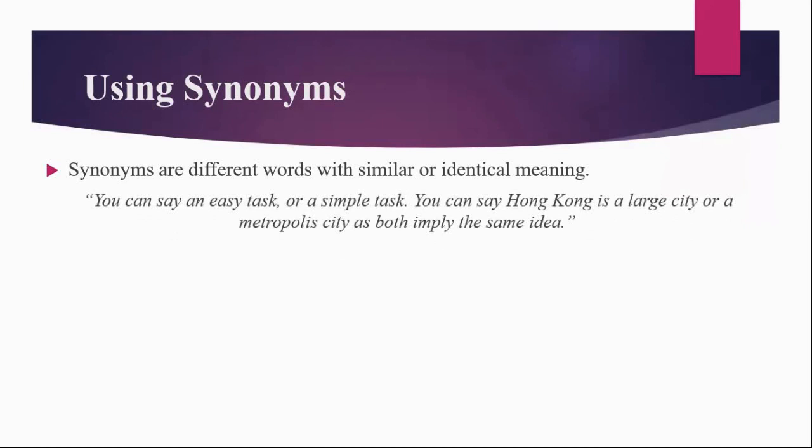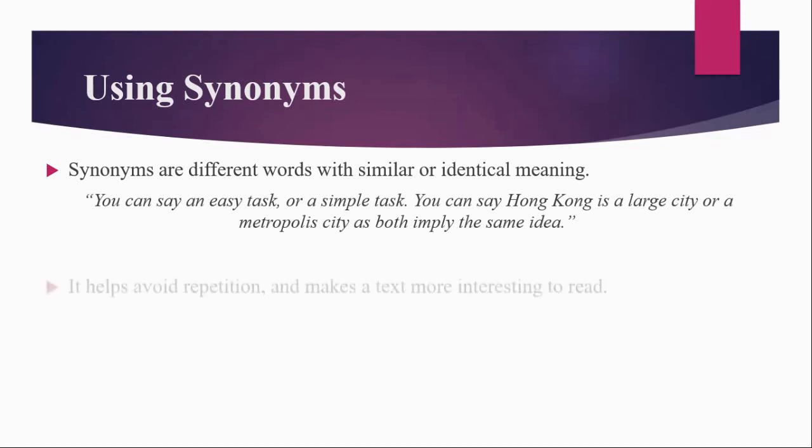For instance, you can simply say an easy task or a simple task, or you can say Hong Kong is a large city or a metropolis city, because both imply the similar idea. So either you say an easy task or a simple task, it has somewhat the same meaning. Or you say a large city or a metropolitan city, again it has somewhat similar meaning. So this is how we are taught to look at synonyms and utilize synonyms in our writing or throughout our language use.